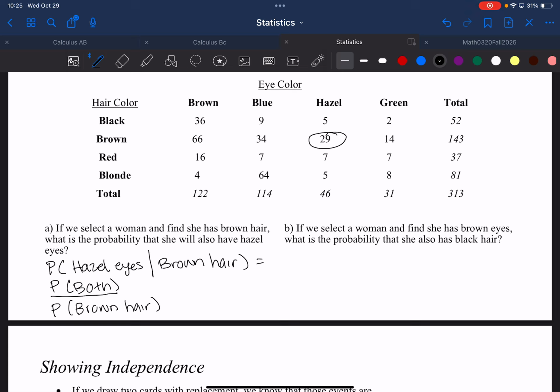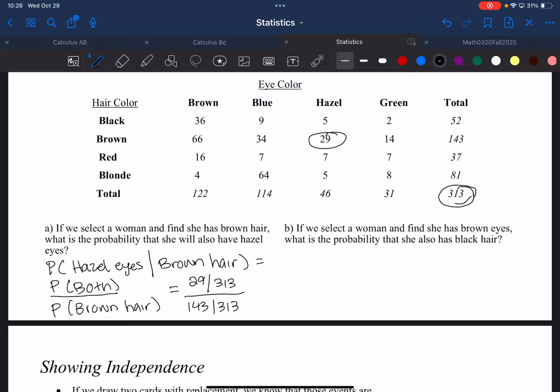Is it going to be out of the total of just brown hair or the total of the entire population? The entire population. So this is going to be equal to 29 over 313. Okay, that's our first proportion on the top, because that's the probability of both. And then we look at the probability of just brown hair. And how many of them have brown hair? 143 over the population, 313.